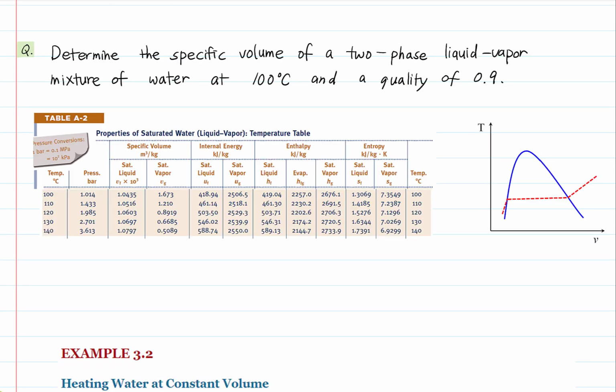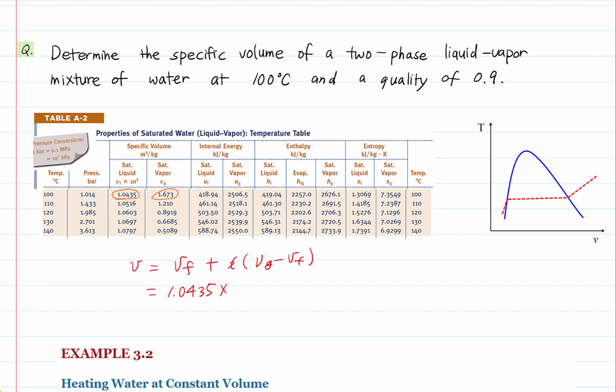Determine the specific volume of the two-phase liquid-vapor mixture of water at 100 degrees Celsius and a quality of 0.9. At 100 degrees Celsius, we know Vf and Vg. And we also need to note that Vf times 10 to the third is 1.0435. So V can be expressed in terms of quality.